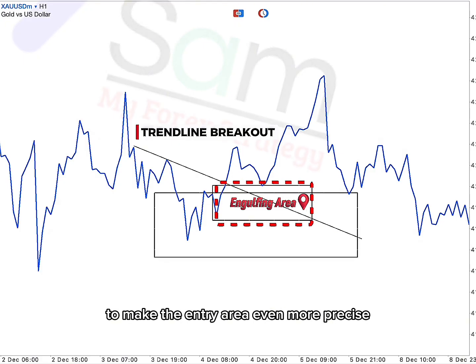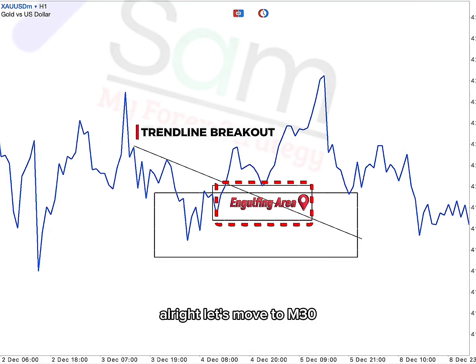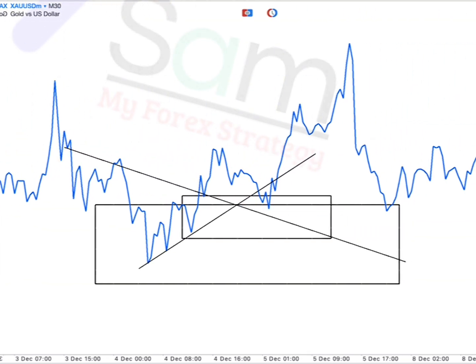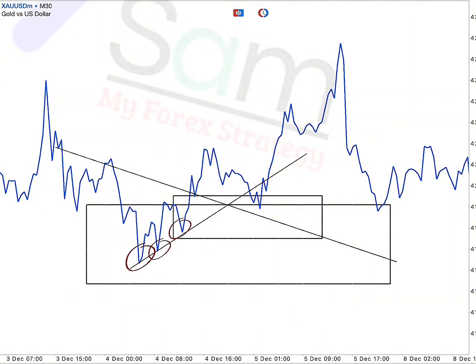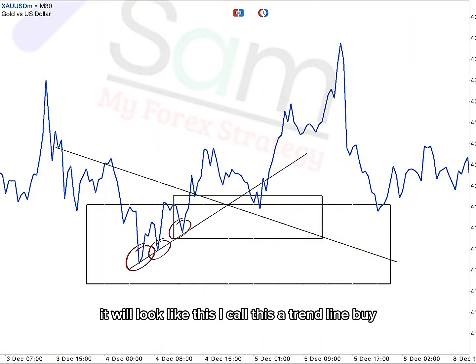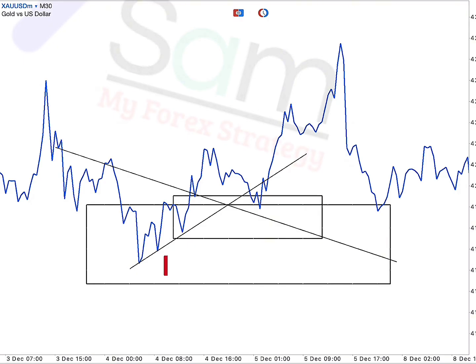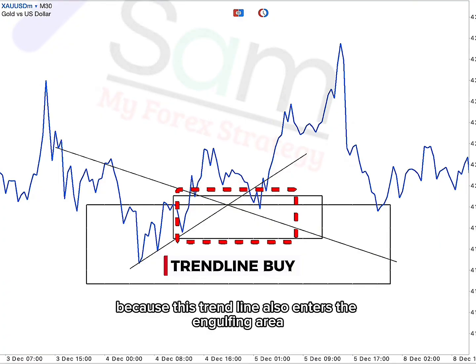To make the entry area even more precise, I usually look for additional confluence on the M30 time frame. All right, let's move to M30. On M30, we can see three support levels. If we draw a trend line here, it will look like this. I call this a trend line buy. Does this make sense? For me, yes, it does, because this trend line also enters the engulfing area.